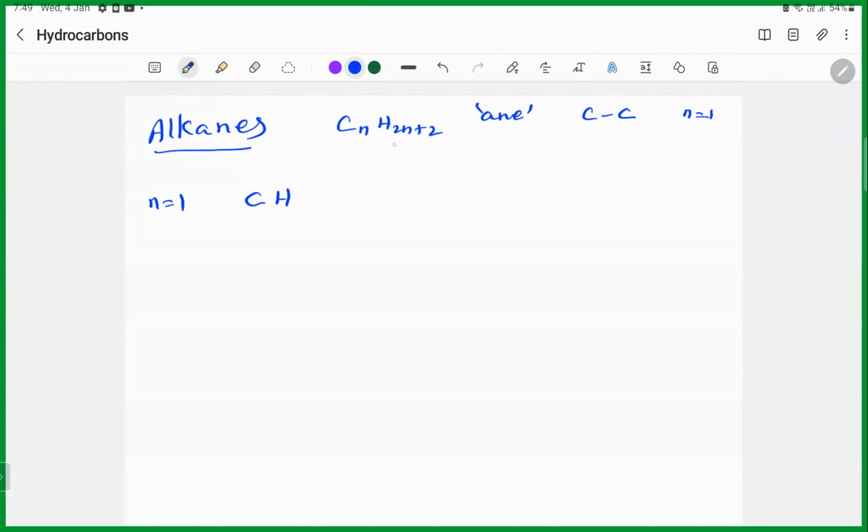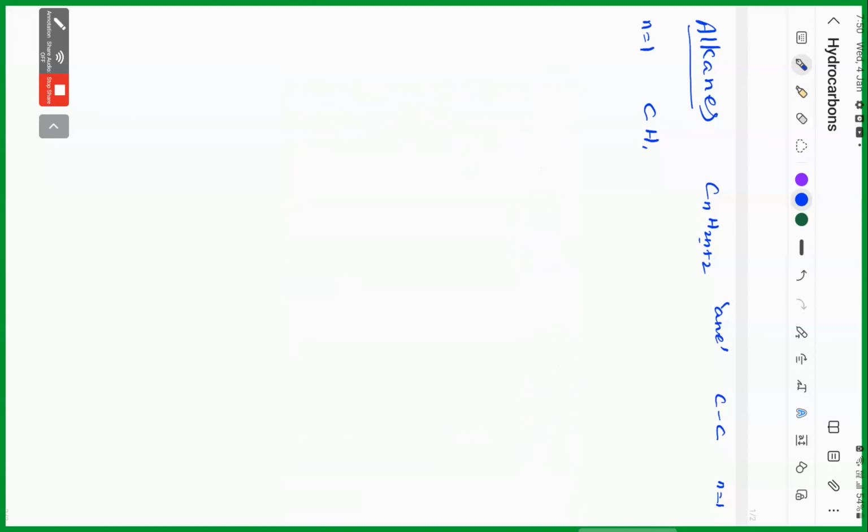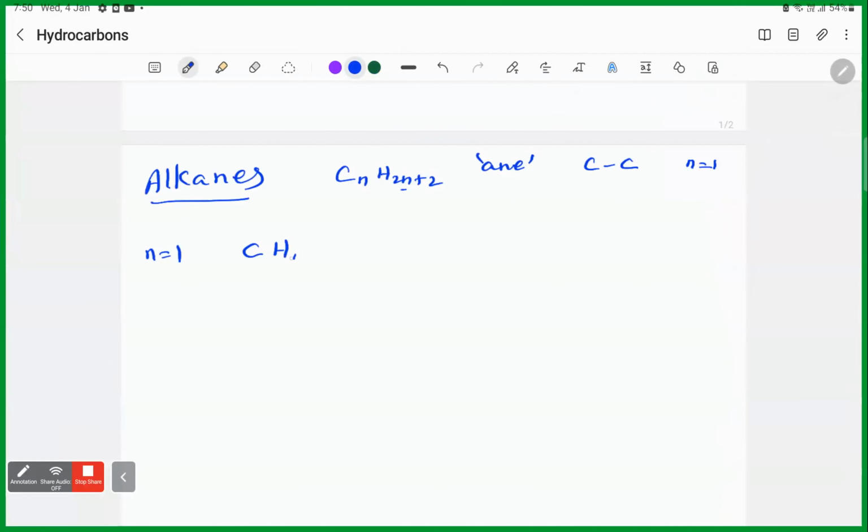When the n value is 1, substitute 1 into the formula. What value do you get? CH4. Then it will be 1 carbon, so the name should be methane.